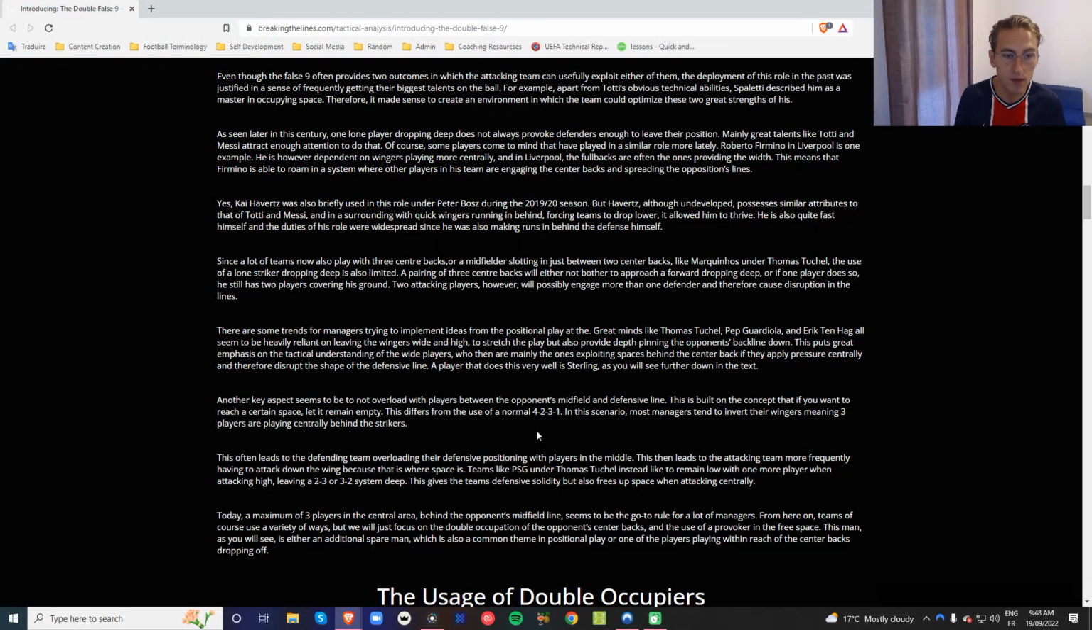Having a look at the example here, another key aspect seems to be to not overload with players between the opponent's midfield and defensive line. So what they're saying here is that a key aspect of this form of attack is to not put too many players in one area.